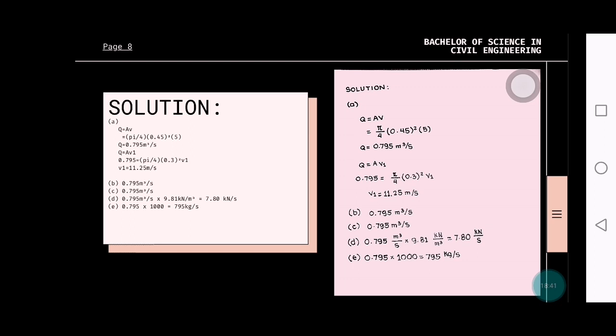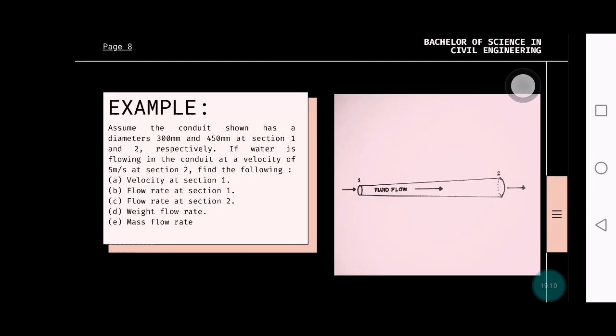So letter D is 0.795 cubic meter per second times 9.81 kilonewton over cubic meter. What is the unit? So our answer is 7.80 kilonewton per second. The letter D is the weight flow rate, right?